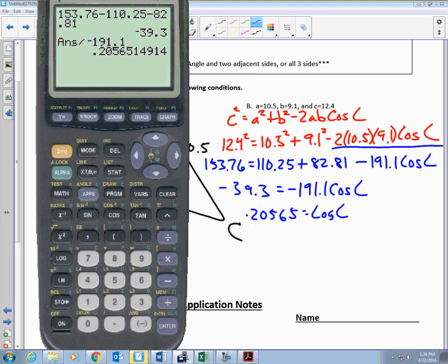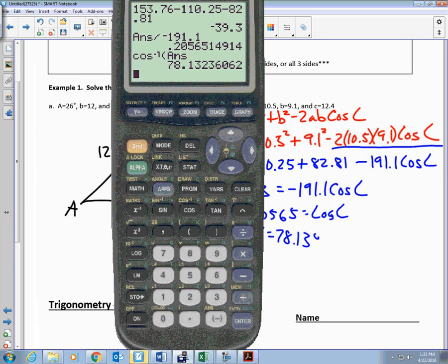Can cosine be equal to a value of 0.2? Yes. What's the biggest value that cosine could be? 1. What's the minimum value? Negative 1. So what do I do? Cosine inverse of your answer, I get 78.13. C is equal to 78.13 degrees.